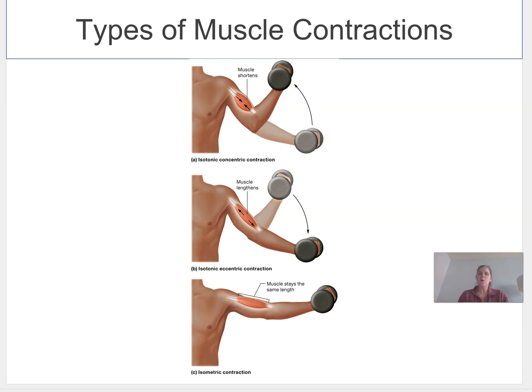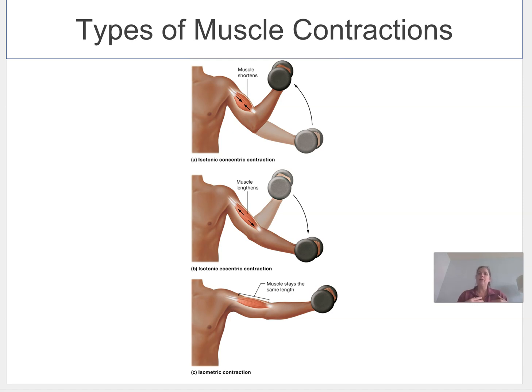Hi, in this lecture, we're going to talk a little bit about skeletal muscle performance. We're not going into a lot of exercise science and exercise physiology, but I just want to give you an overview about muscle contractions and how we can improve our aerobic and anaerobic performance.